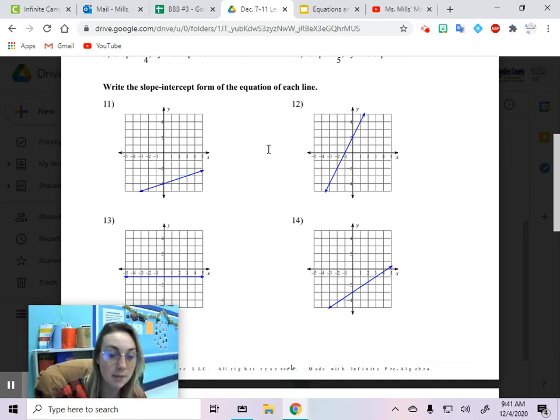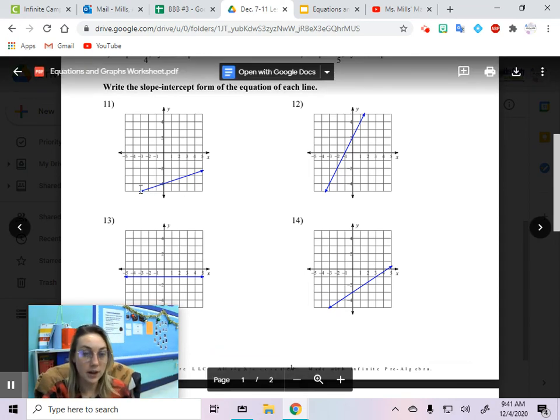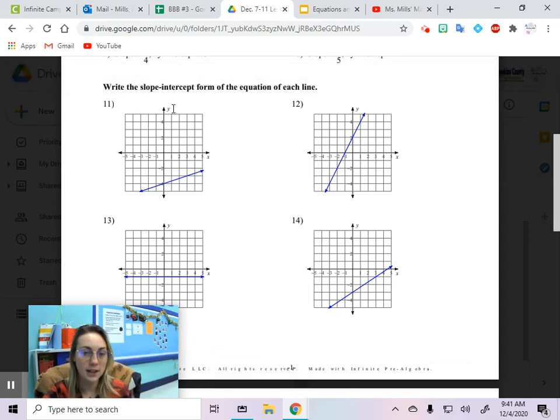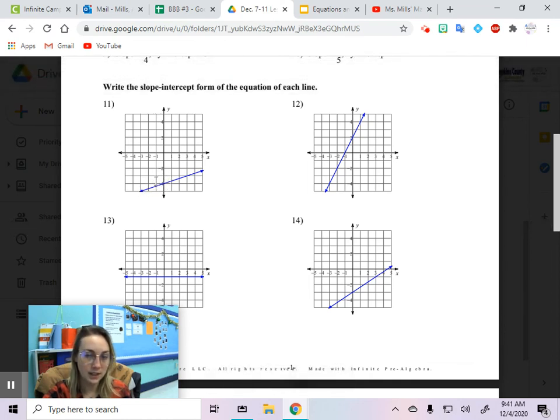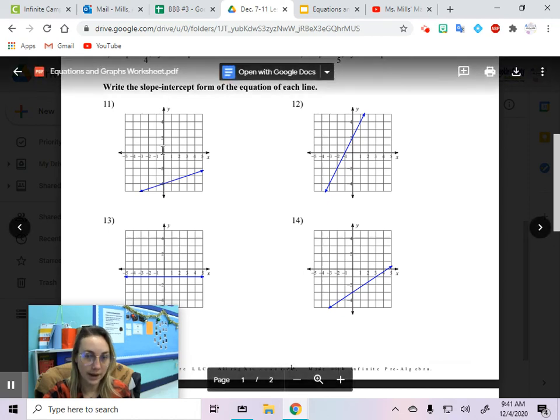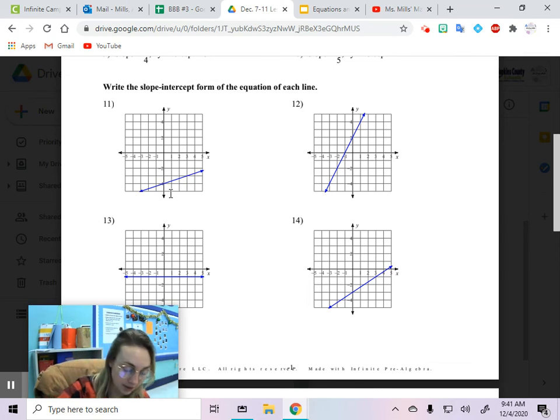Now we need our y-intercept. So our y-intercept is where this line crosses the y-axis. Here's the y-axis right here. And if you look at the line, if you follow it, you can tell that it crosses at -4 on the y-axis. That means that -4 is our y-intercept. So that's going to give us -4.